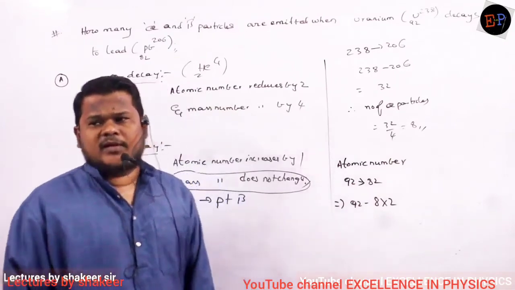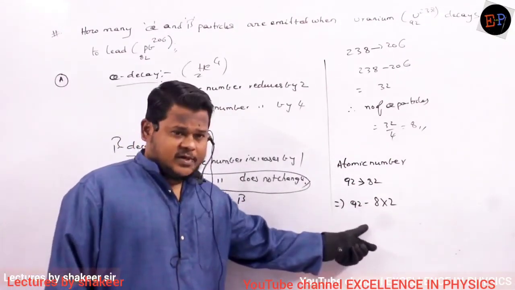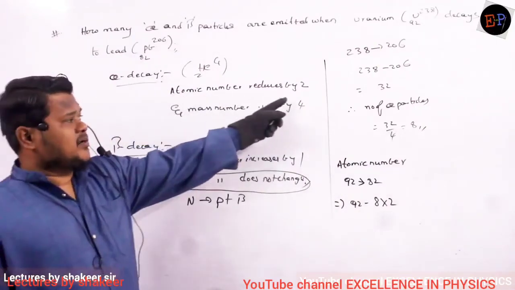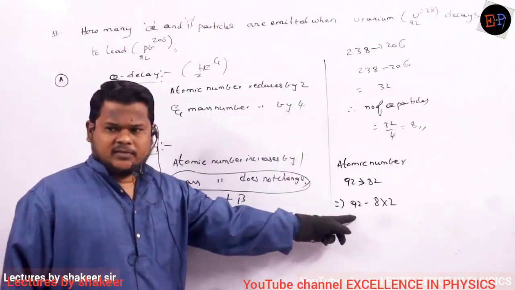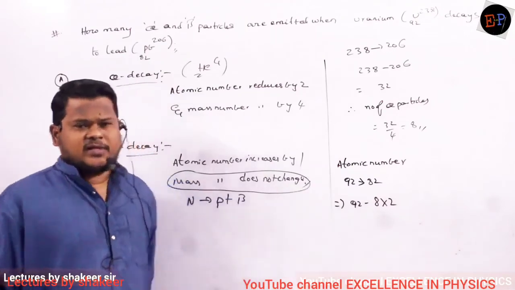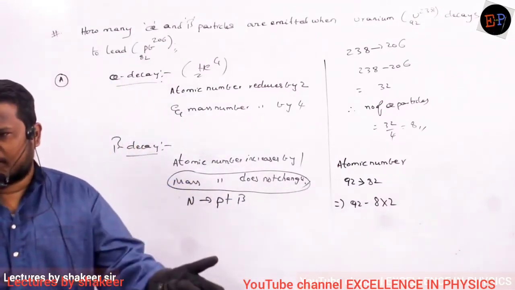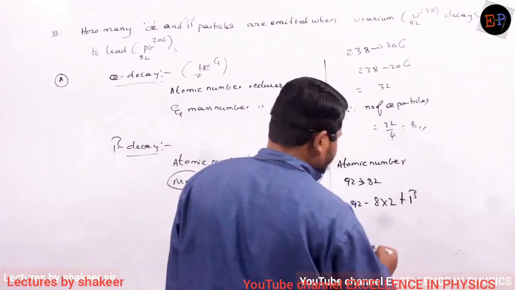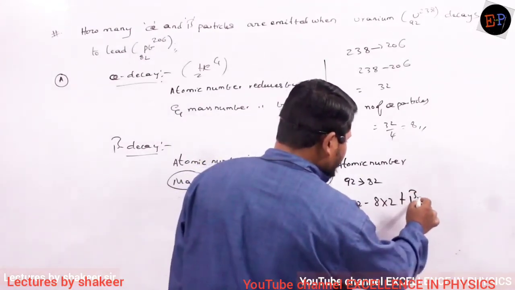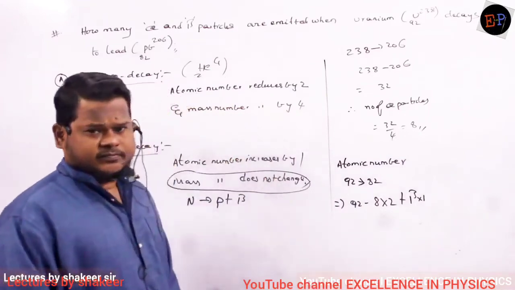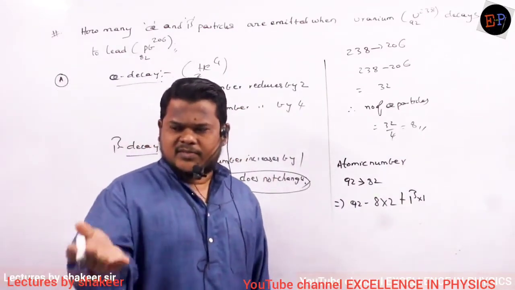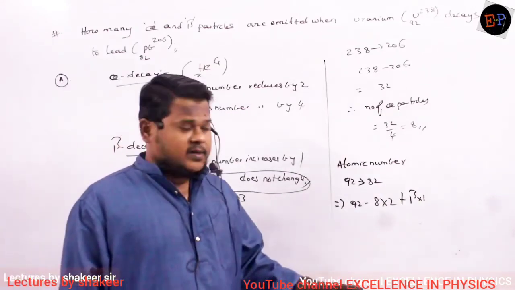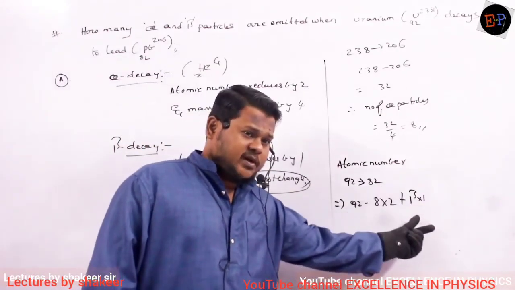92 converted into 82. So 92 minus how many alpha particles? 8. With each alpha particle, atomic number reduces by 2, and we are discussing atomic number only, no? 92 is atomic number. So 92 minus 8 into 2, because 8 alpha particles are released. And how many beta particles are released? I don't know. Let it be B. With each beta particle, one proton number will increase, no? If one beta particle is released, atomic number increases. So can I write plus beta into 1?